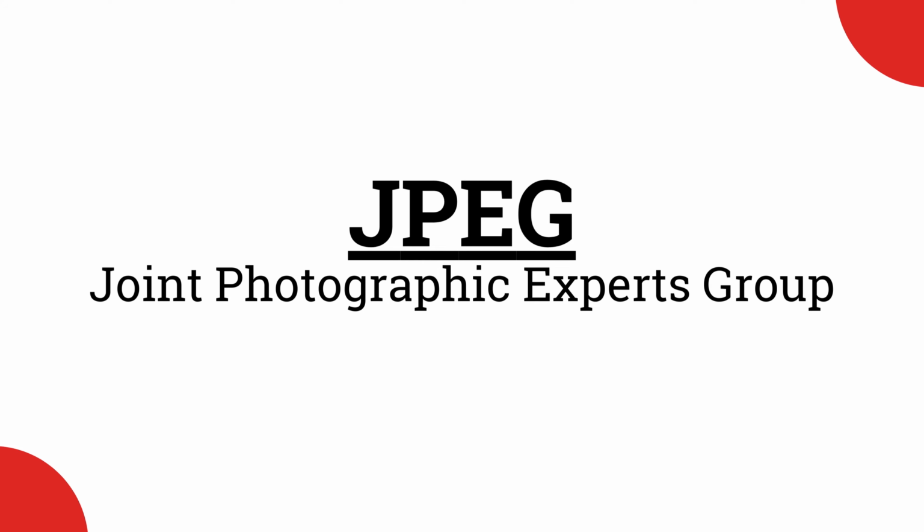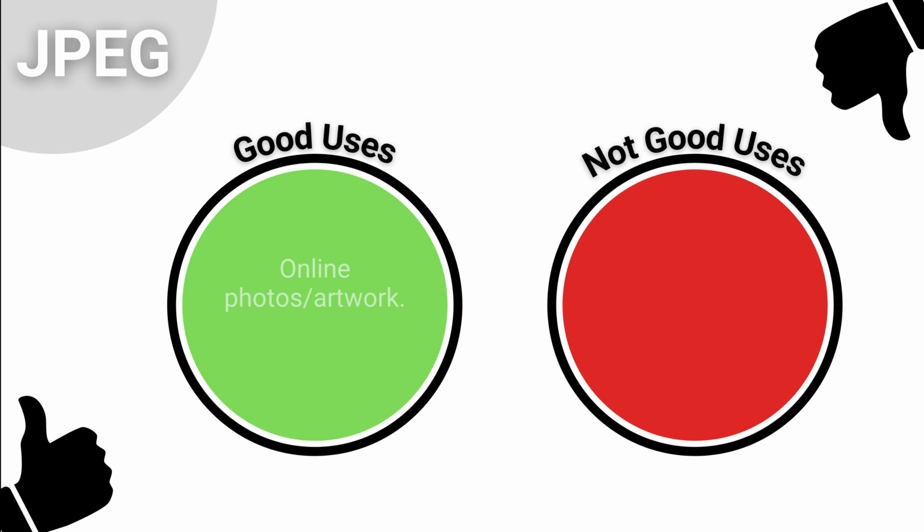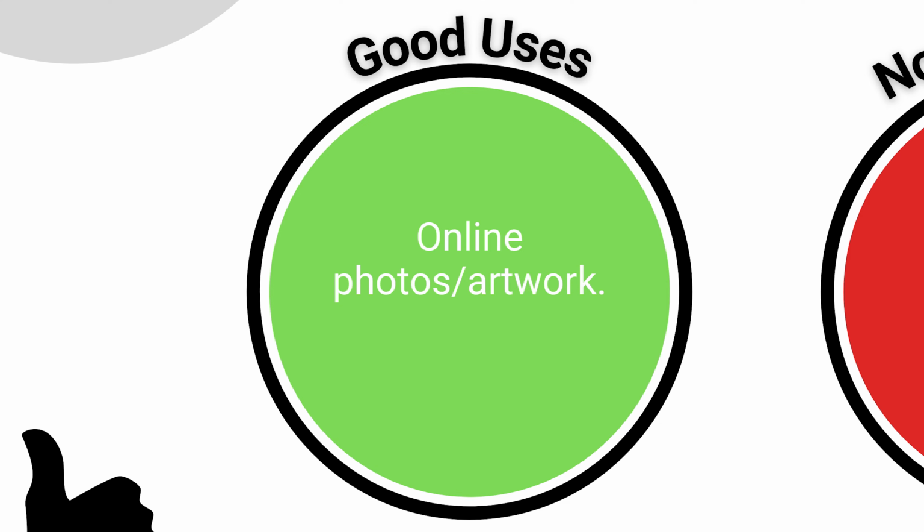Okay, let's start with JPEGs, and let's talk about what they are good for and then what they are not so good for. JPEG stands for Joint Photographic Experts Group. JPEGs are great when you're dealing with online photos or artwork. JPEG offers you the most flexibility with raster editing and then compression, which makes them ideal for web images that need to be downloaded quickly.